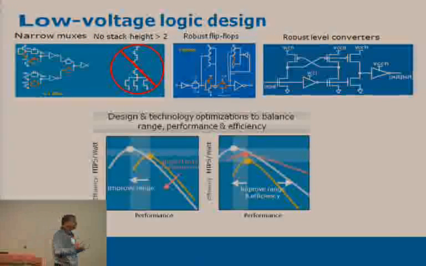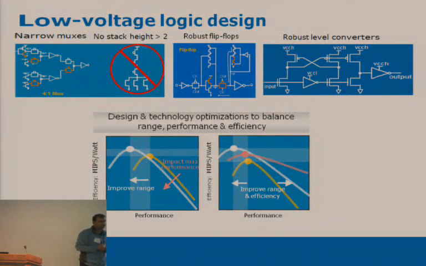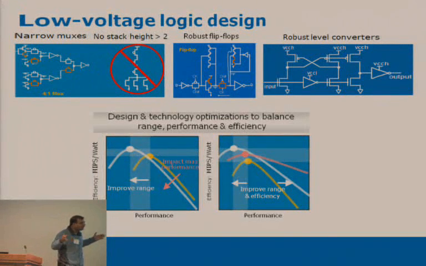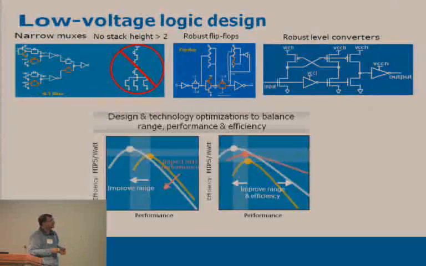An example is domino versus static CMOS. Domino CMOS is great for Fmax, high frequency, but if you want a wide range, robust design, static CMOS is better. So these choices have to be made very carefully depending on the specific situation, so that you're balancing the energy efficiency that you need, but also making sure that you're not compromising on the range.